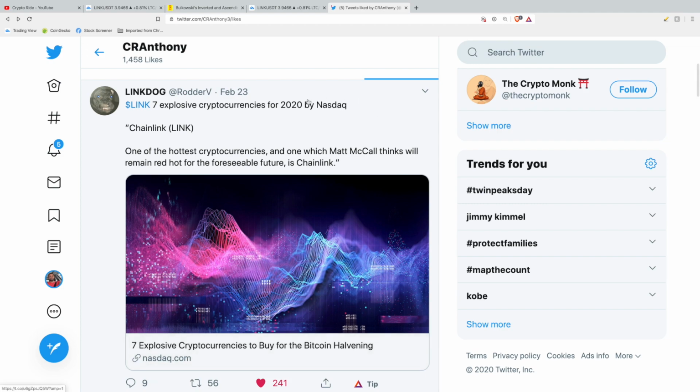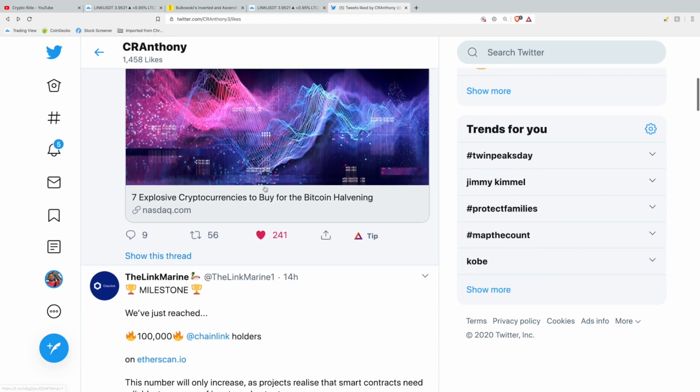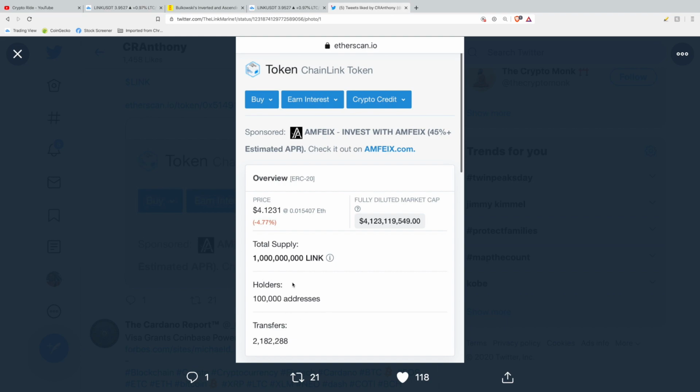There was an article that came out by NASDAQ, which quoted Chainlink as one of the 7 cryptocurrencies to buy, and stated that it would be red hot for the foreseeable future. Pretty cool. And the other thing that just came out 14 hours ago, this one was posted by the Link Marine: we now have 100,000 Chainlink holders, which means there are 100,000 active wallets that contain Chainlink. And I also just want to point out that is an extremely low number in the grand scheme of things. And we are all so early to the party here.